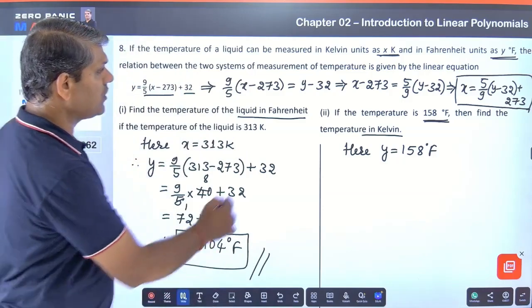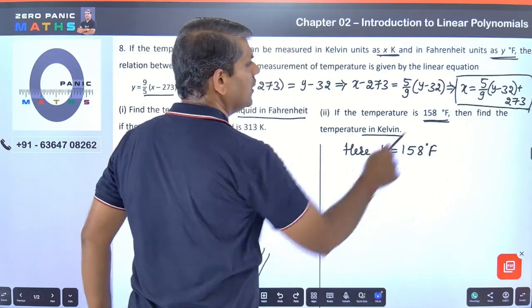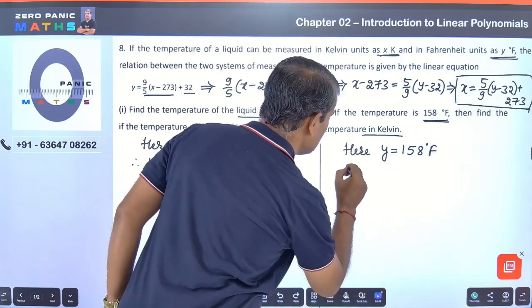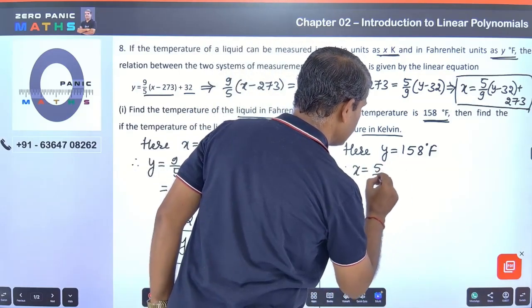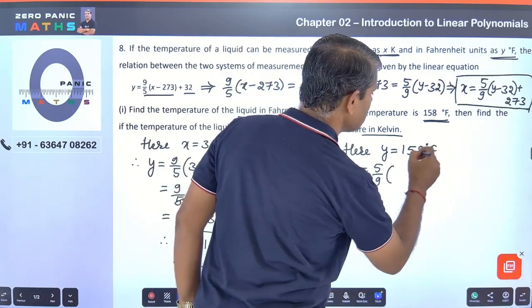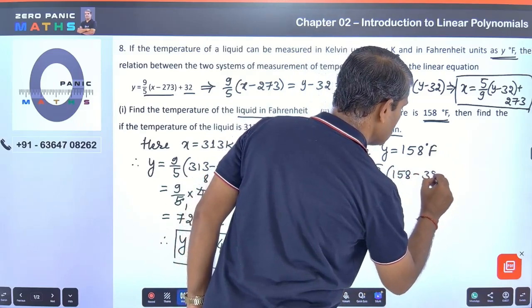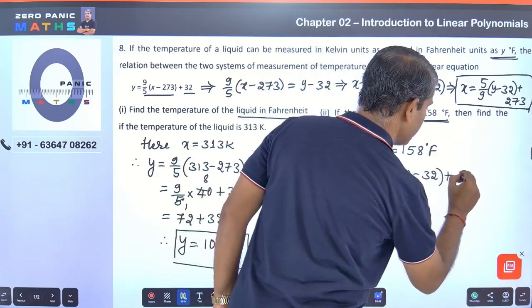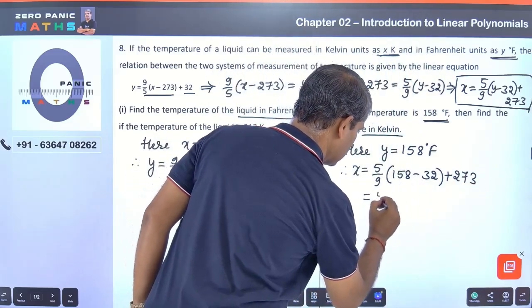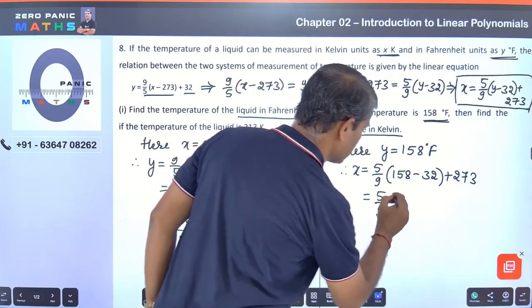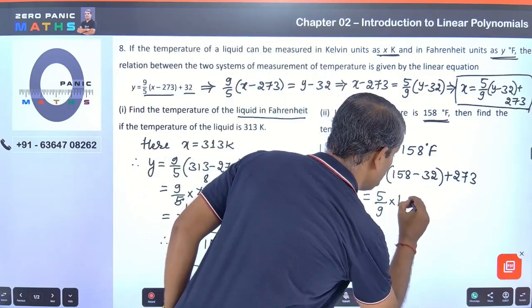Understood this? Now similarly, just substitute the value of y here in place of x formula. So therefore I can write it as x is equal to 5 by 9 into 158 minus 32, plus 273. Now what is the next step? It is a simple calculation. Multiplied by 158 minus 32, it is 126.